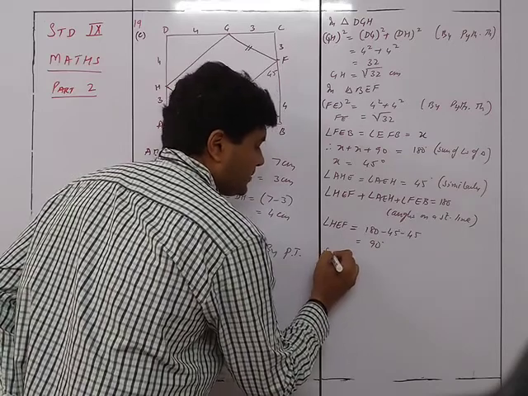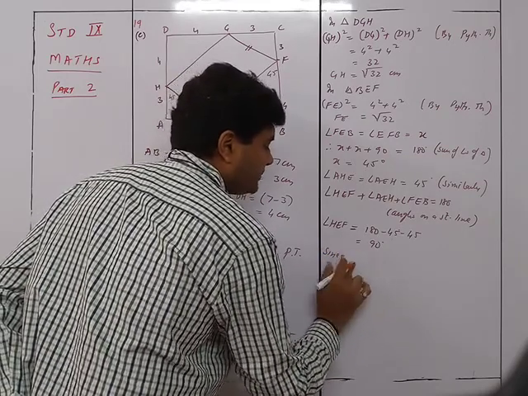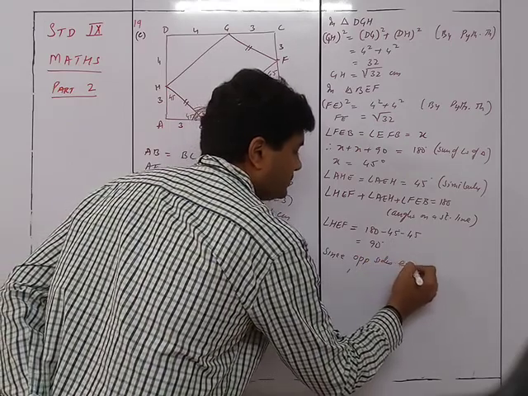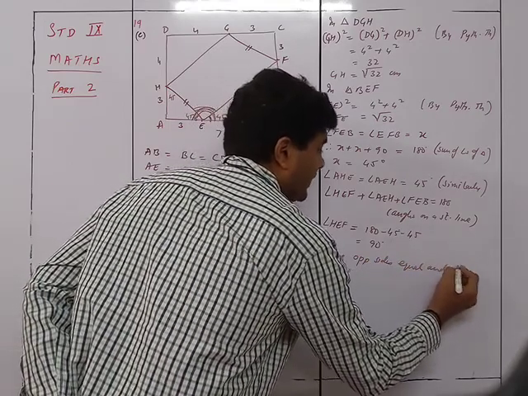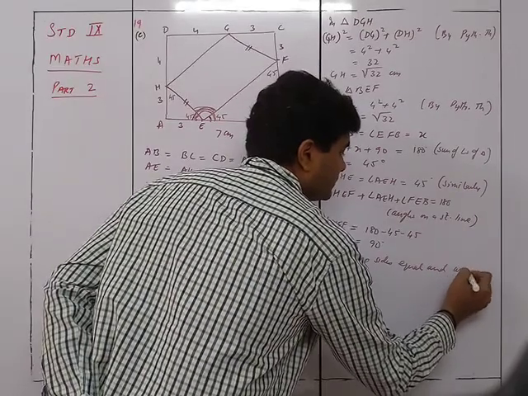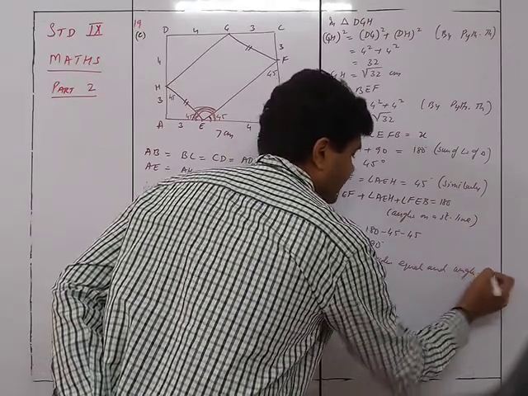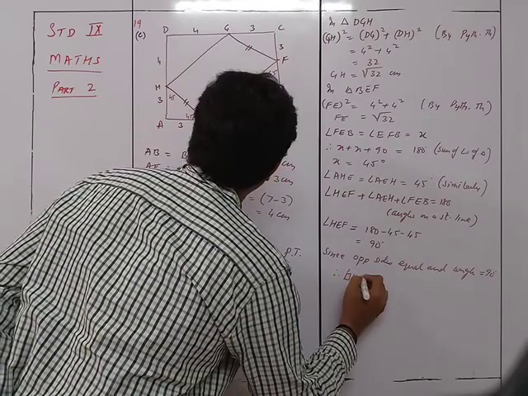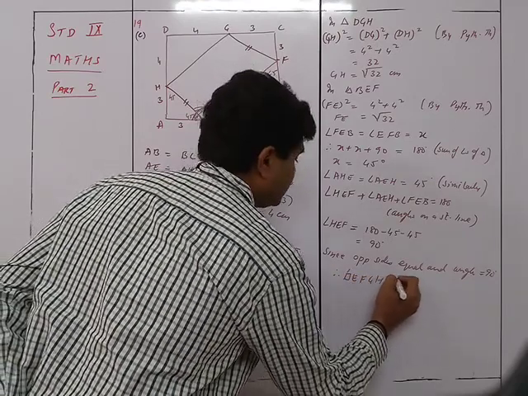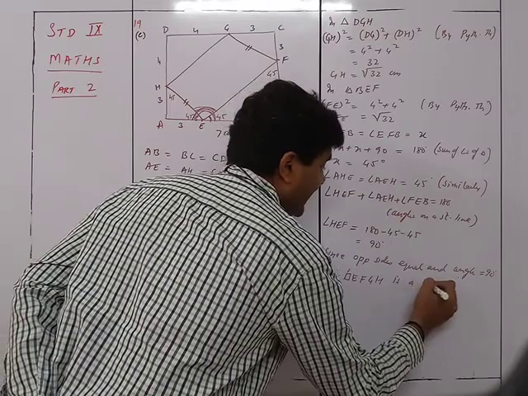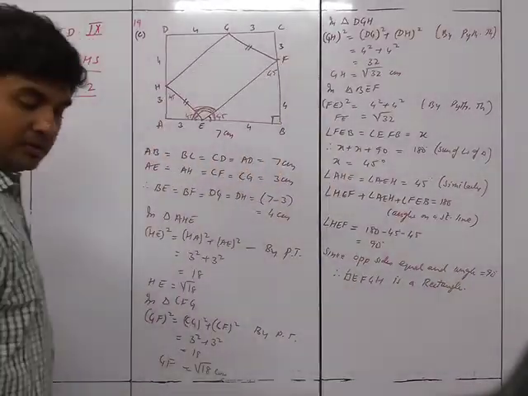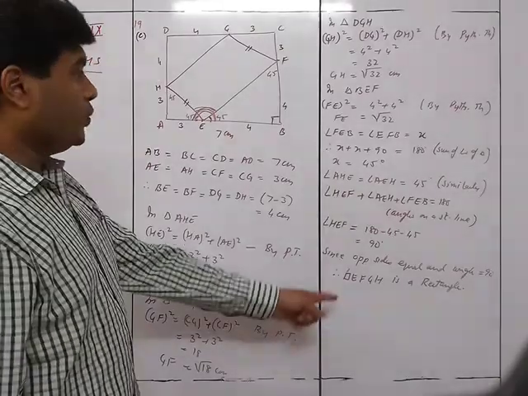Now, since opposite sides are equal and the angle is equal to 90 degrees, therefore quadrilateral EFGH is a rectangle. Got it? So this was how you prove this to be a rectangle.